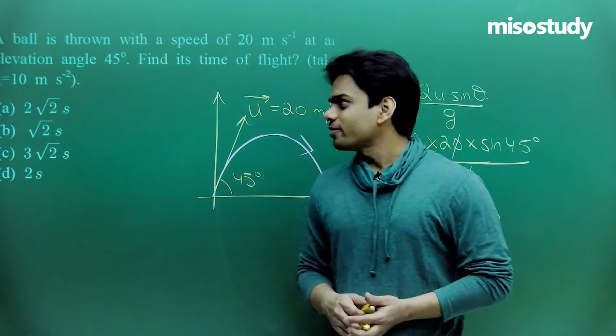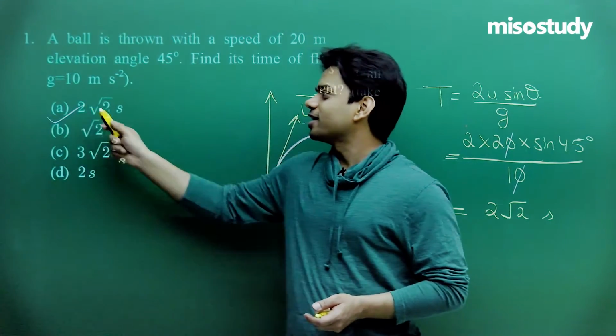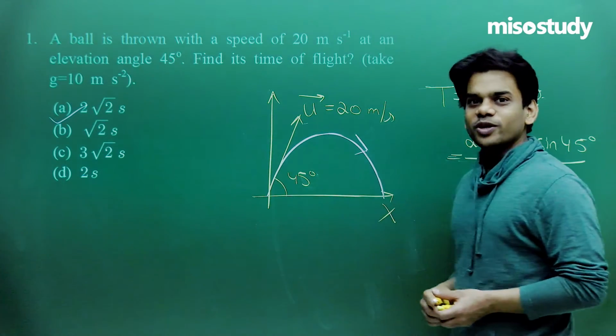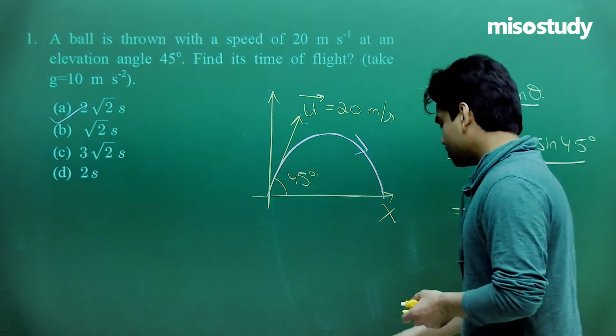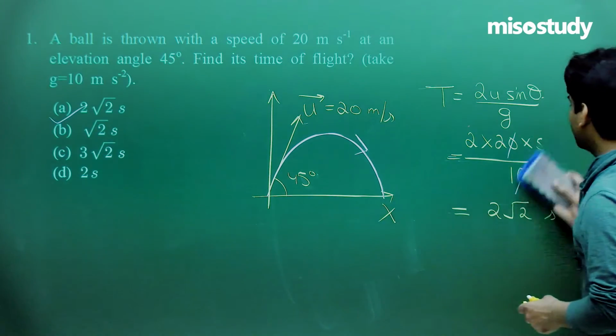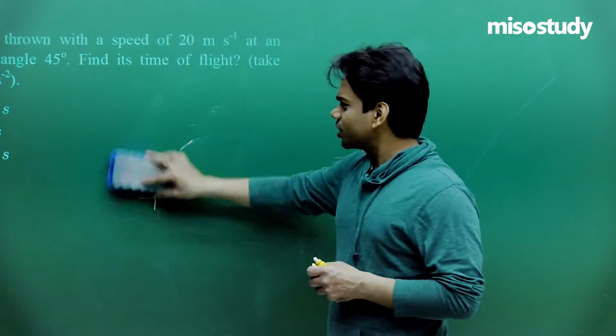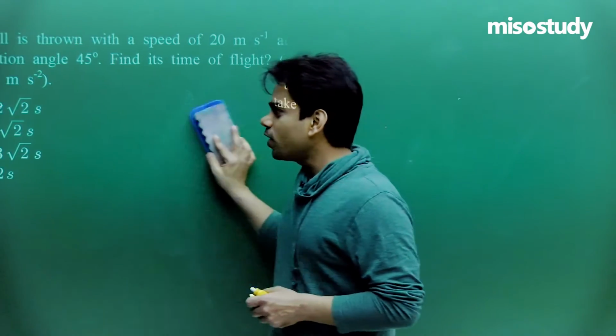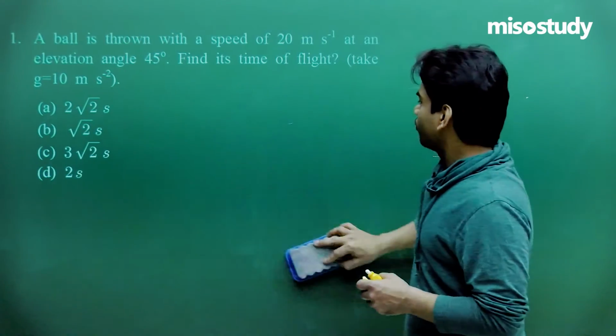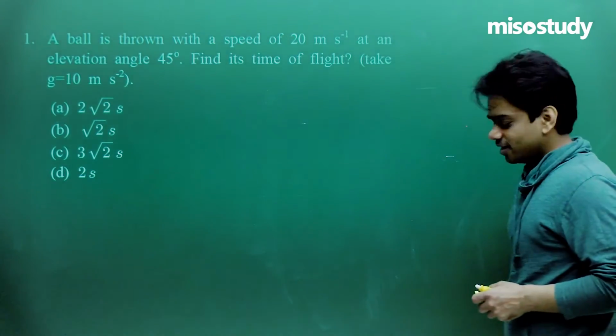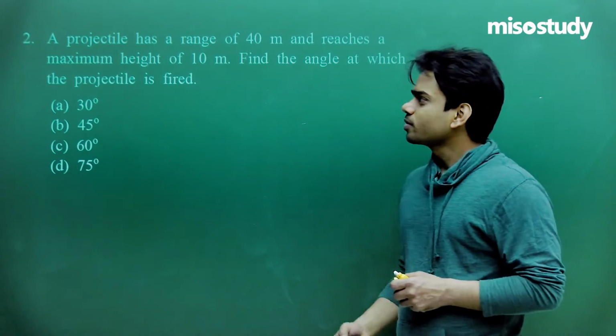Let's check the option that we have. Option A, 2 root 2 second, that is the right answer. So the first question has option A as the right answer. And let me just rub it. Easy question based upon formula. So in the NEET examination, a question can directly be put where you have to put all the values in your formula and you will get the required result. Let's go to the next question.